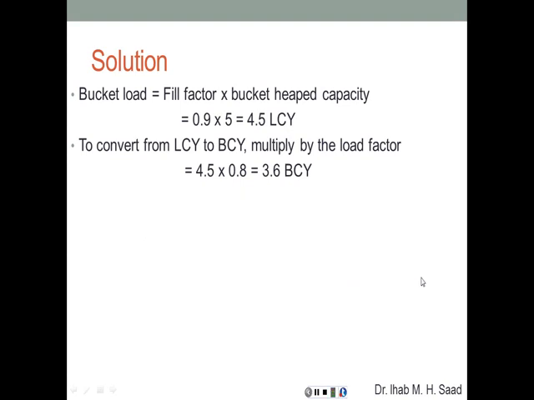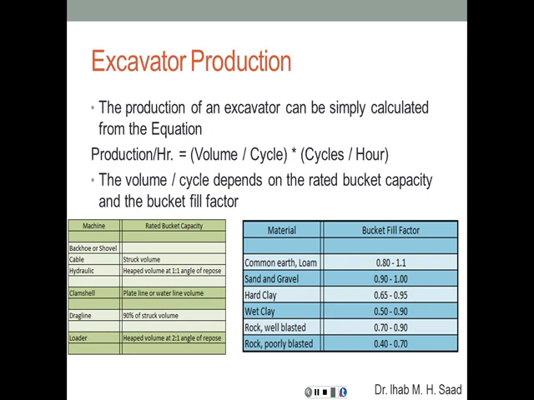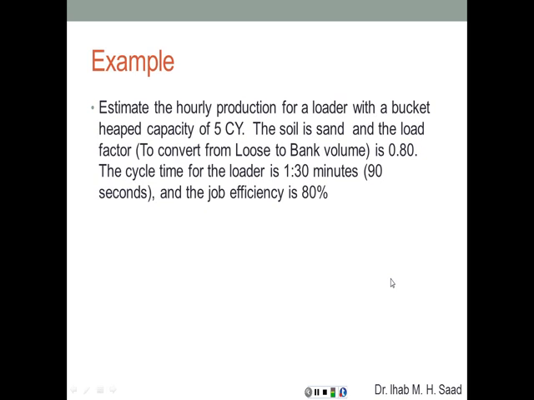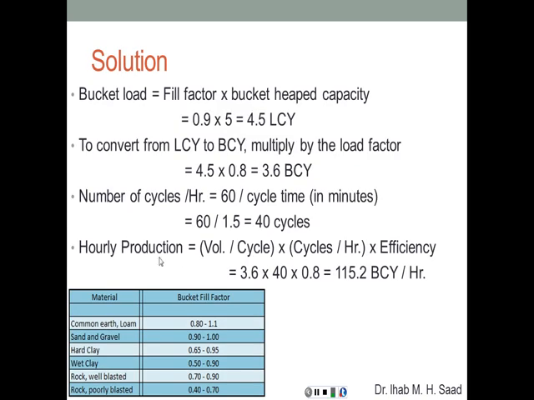Now remember that this 0.9 came from a table like this. We were looking at sand and gravel. It's anywhere between 0.9 and 1.0. And here we are told, what type of soil do we have? The soil is sand. So that's why we use the 0.9. Okay, so here's the table that we used to get that 0.9 here at the top. So the total production per hour is going to be 115 bank cubic yards per hour.